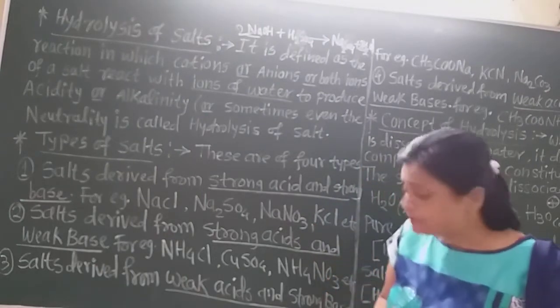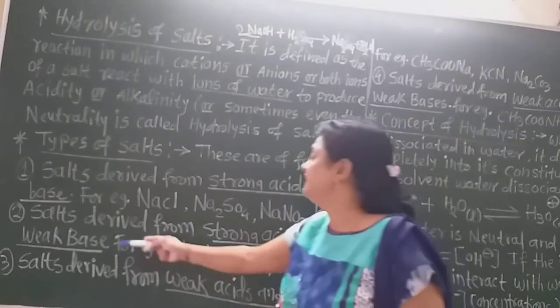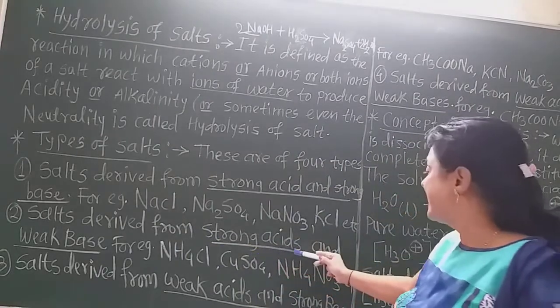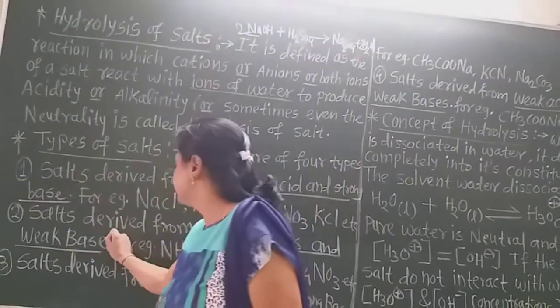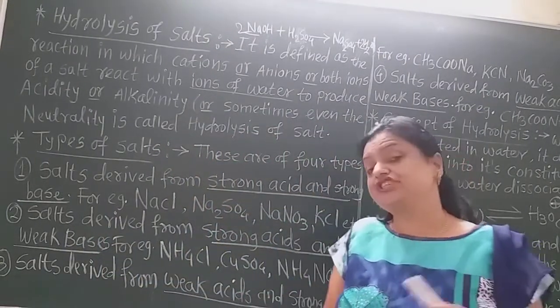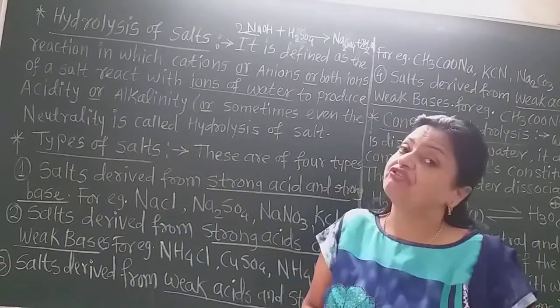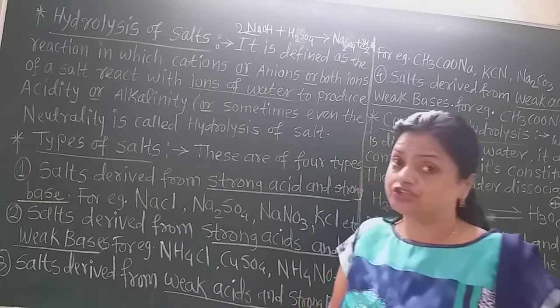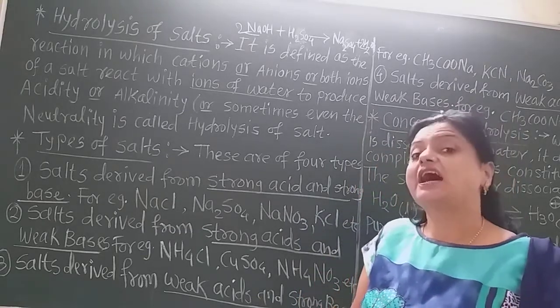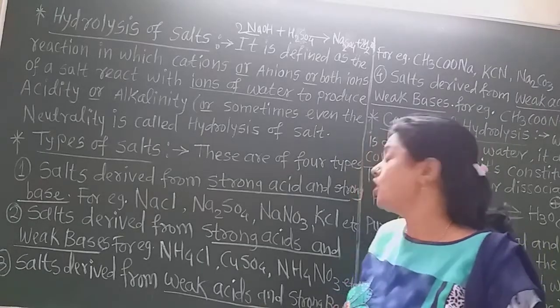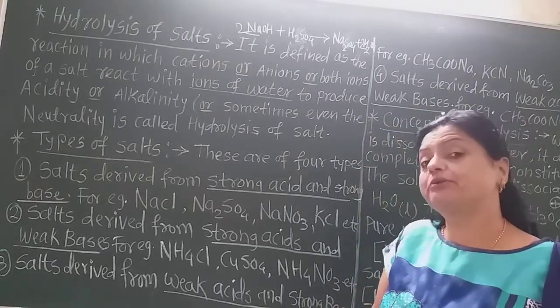Now the next type of salt is the salt derived from strong acids and weak bases. Here the acid is strong but the base is weak. Such salts, which are derived from strong acids and weak bases, are called salts of strong acids and weak bases.